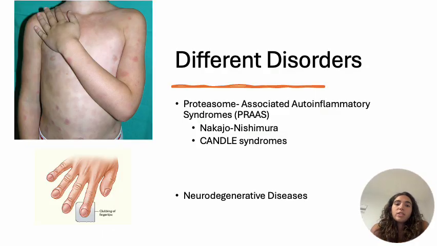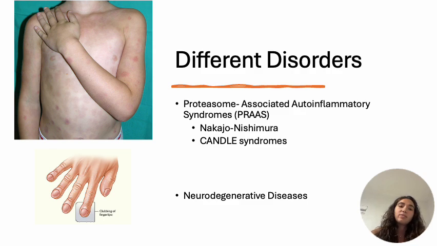Now we're going to talk about some different disorders that are caused by proteasome dysfunction. When the proteasome fails to function properly, proteins that should be degraded start to accumulate inside the cell. This buildup can have serious consequences for human health. One group of conditions is proteasome-associated autoinflammatory syndromes, or PRAAS, and some of the ones you can find under this are Nakajo-Nishimura and CANDLE syndromes.